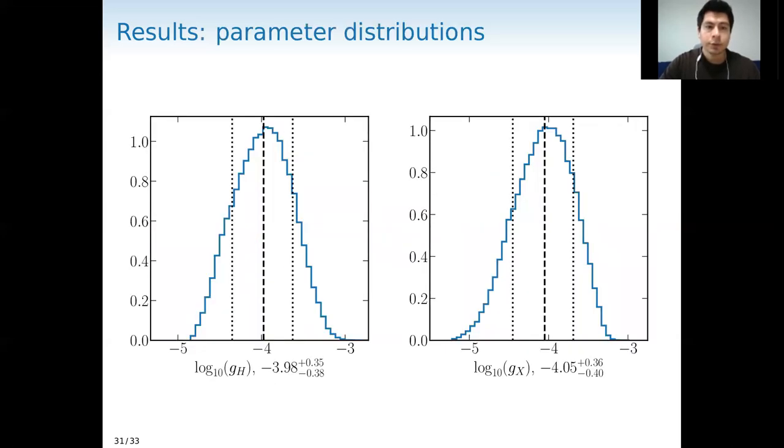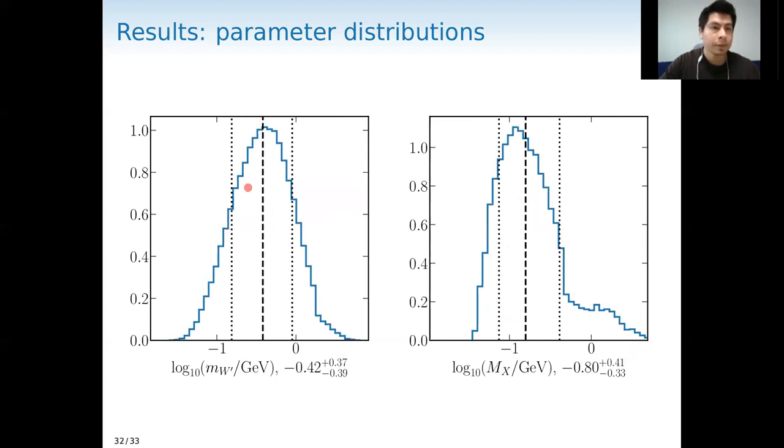And for the individual distributions of the parameters, in the case of GH and GX, we find that they follow very similar distributions, and actually they peak in very similar places, close to 10^-4 for both of them. We also have the distributions for the mass of the W prime and the parameter MX. We can see that the mass of the dark matter is mostly distributed between 10^-1 GeV and 1 GeV. And the parameter MX is actually around 10^-1.